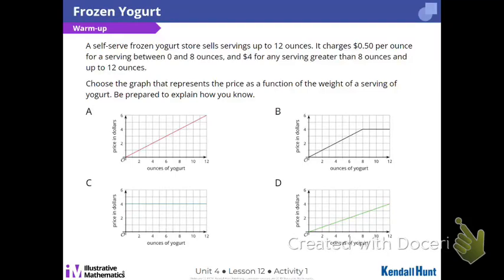So like you guys, most of us voted, you said it is B. Now, who can tell me how they know it's B? Like A looks like it's 50 cents per ounce. 50 cents, right? Up 1 over 2, up 1 over 2. Why B, Connor?